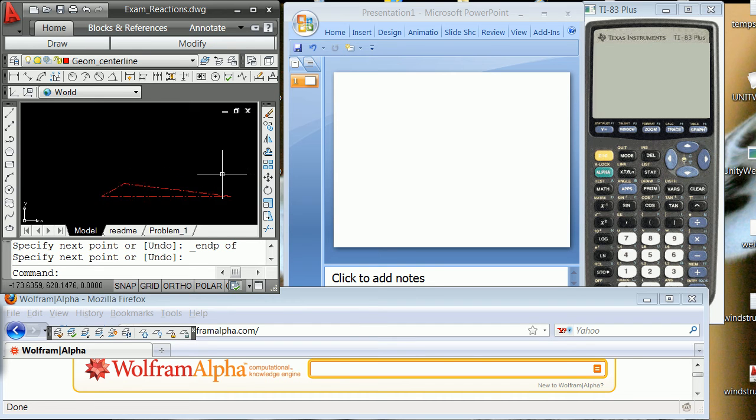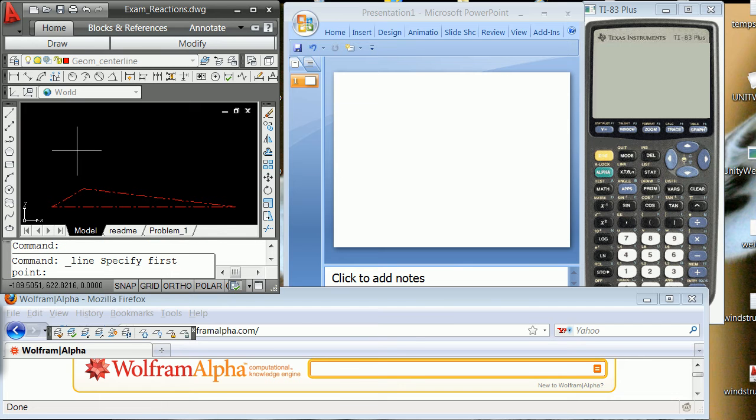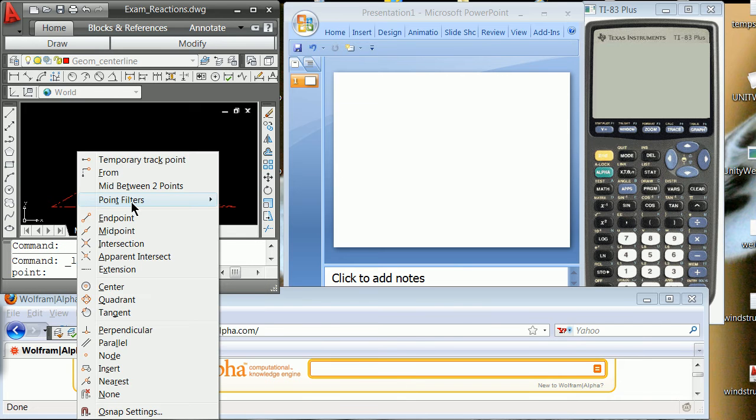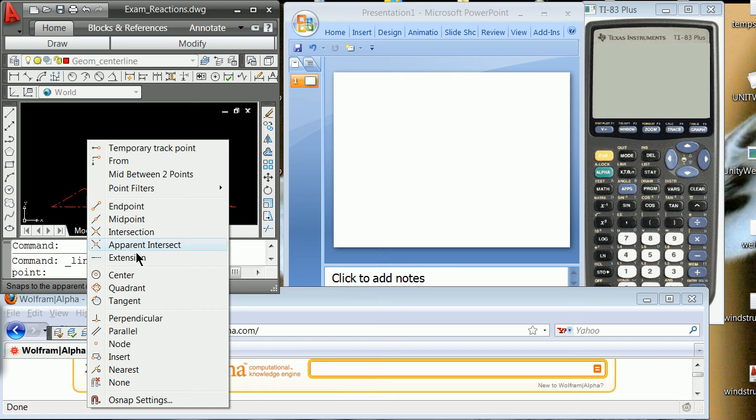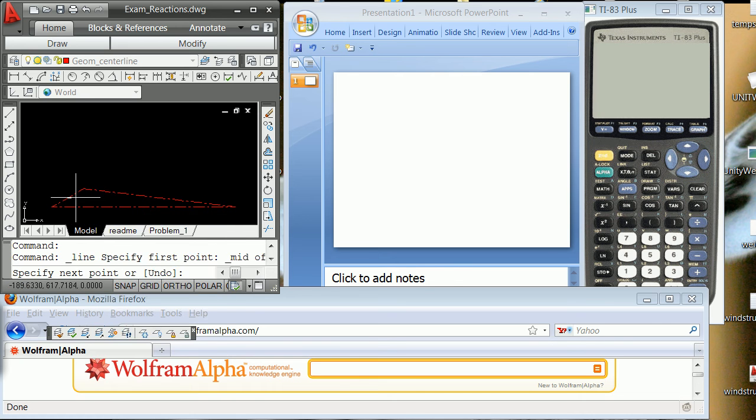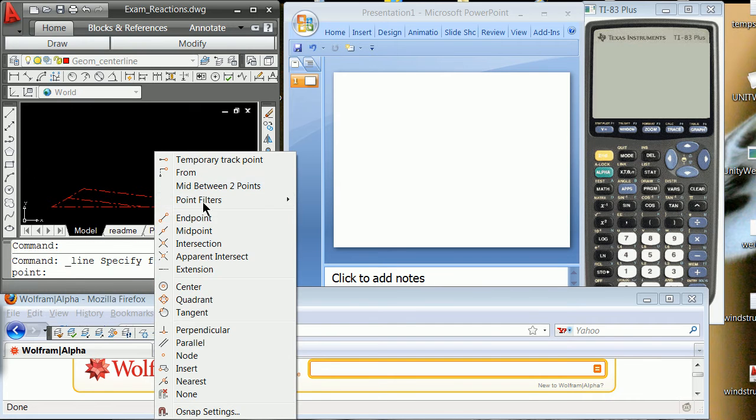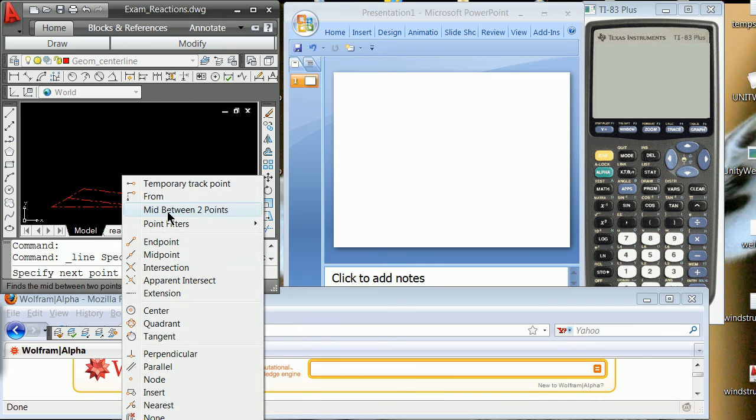It's an odd truss, and I'm going to go ahead and put a couple more members on here. Line from the midpoint between 2 points up, line from the mid of that to the mid of that. I'm going to put a line here from the end of that to the mid.